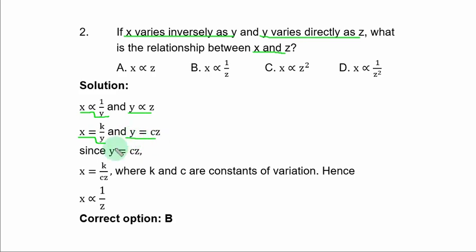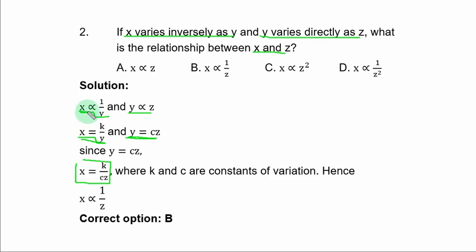Now from here, in the first part, we are to eliminate Y from the two expressions because we are looking for what connects S and Z. So we replace Y in the first expression with CZ because Y equal to CZ. So you have it in this form. Now, where K and C are constants of variation, look at what happened here.